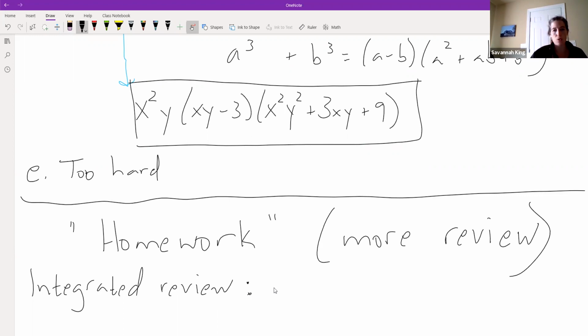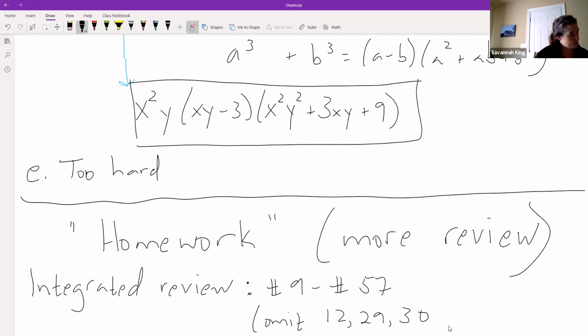The integrated review, problems 9 through, and there's a ton of them. So probably aim to have looked at these prior to the test, not prior to Thursday. 9 through 57, but I'm going to have you omit a few because I was eyeballing them as we were going along, kind of seeing what they did. It's more of the same of what we did today. They just throw as much factoring as they can think of at you. Okay, so you can omit all of those. That's just too much.